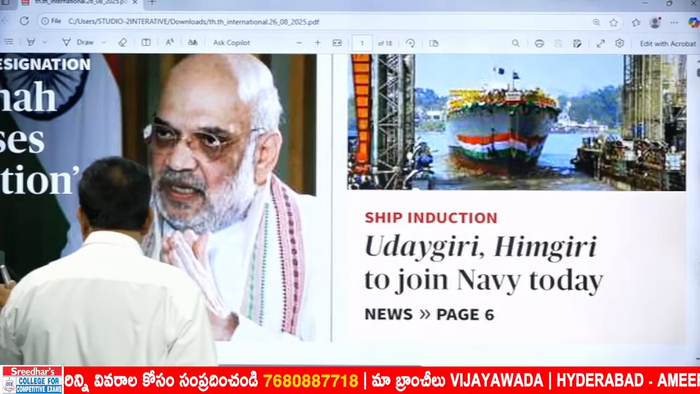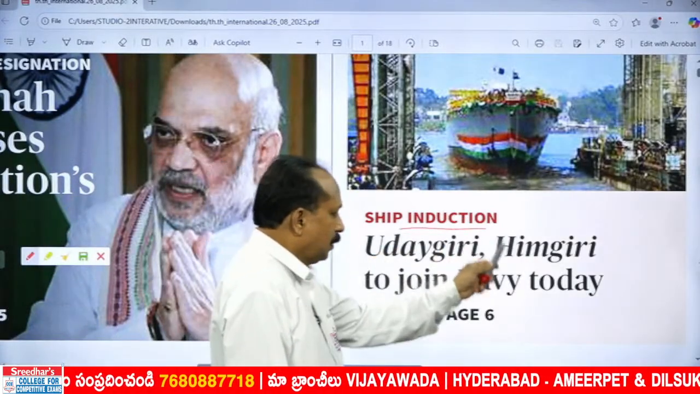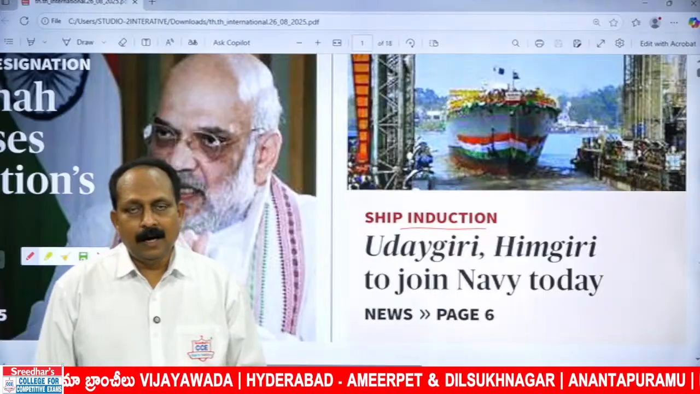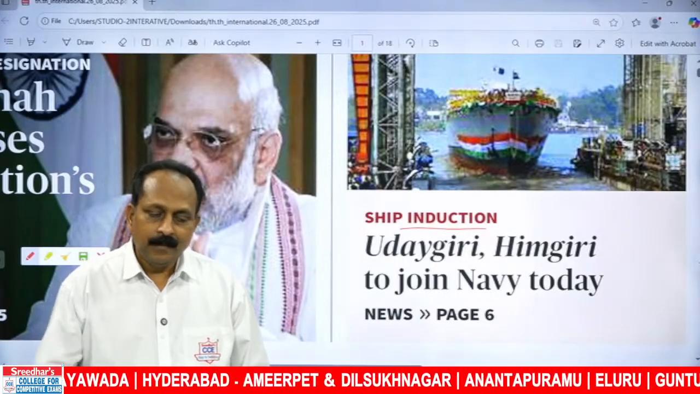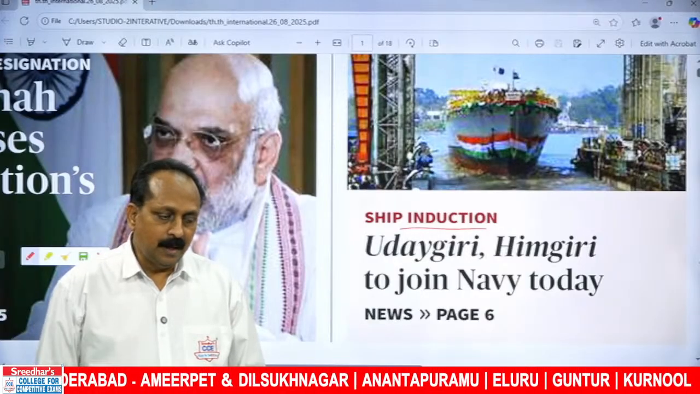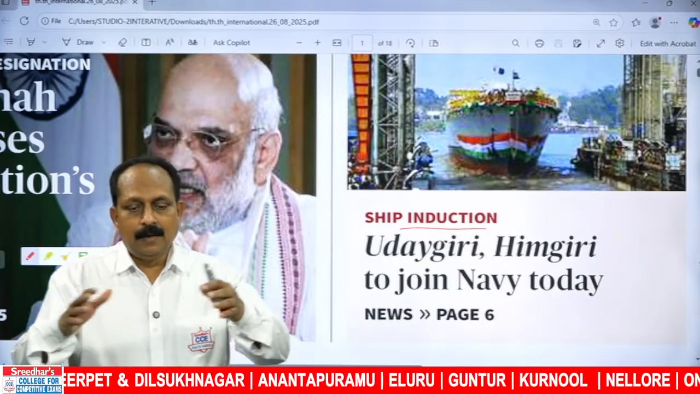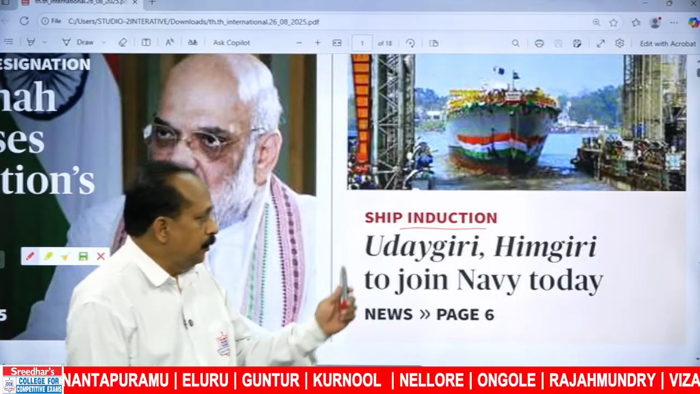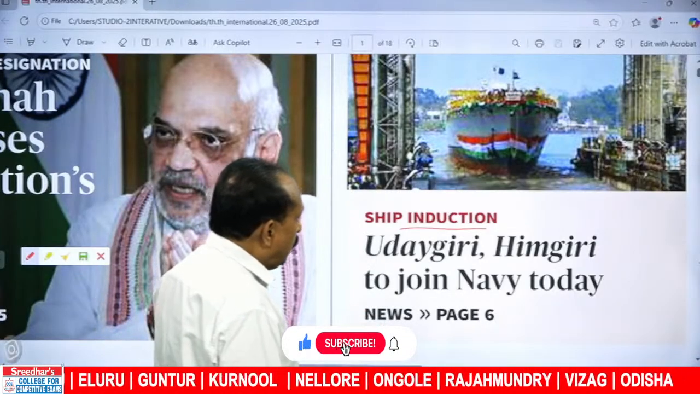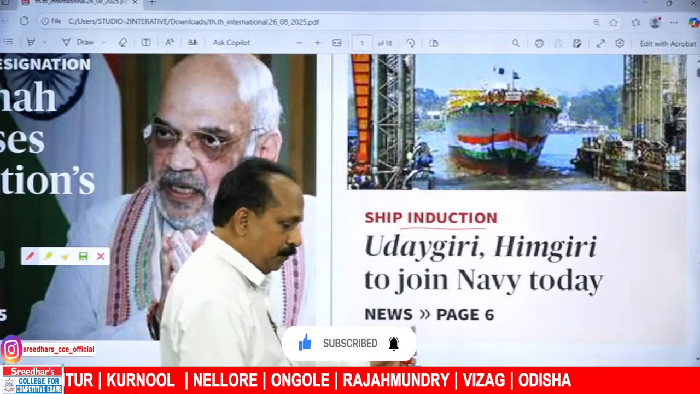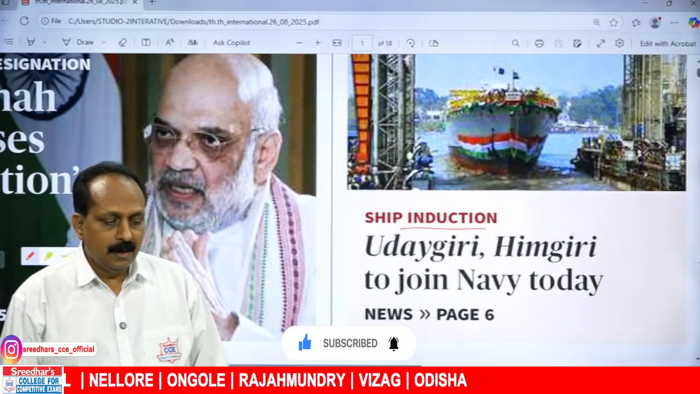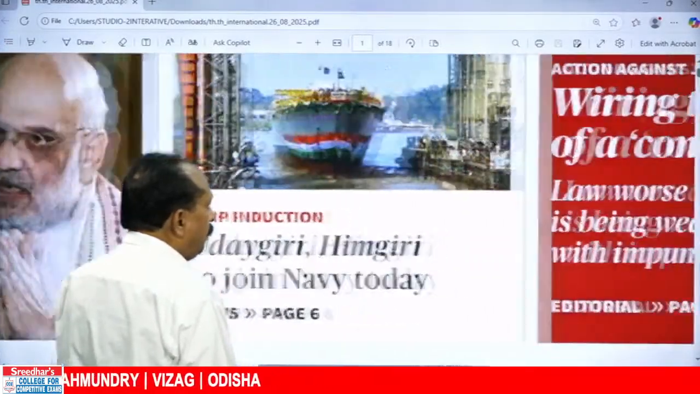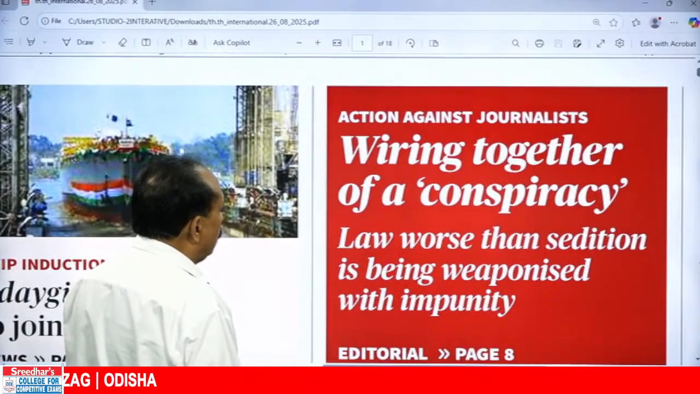Here there is one important word. What is that word? Induction. Generally, I tell youngsters, today you are an aspirant, tomorrow you become an achiever. And once you get the job, on the first day in some office, someone receives you, introduces others, tells you about your responsibility. The whole process is called induction, taking into the organization in a formal way. Here, ship induction, taking into the Navy. Udaygiri, Himgiri to join the Navy today. It means they have been taken into the organization, and based on that, the word induction is an important word you have to know.